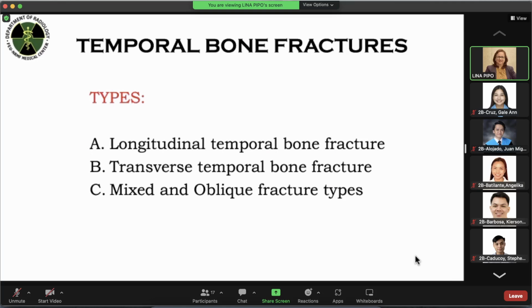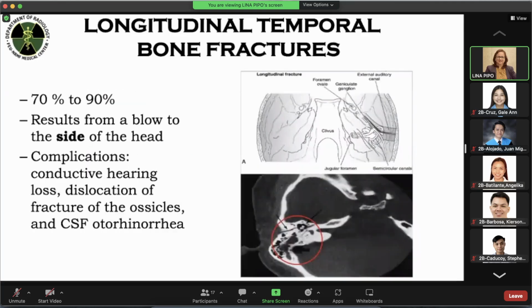We have the longitudinal temporal bone fracture, the transverse temporal bone fracture, and mixed and oblique fracture types. So first is the longitudinal temporal bone fracture. It accounts for 70 to 90%. It results from a blow to the side of the head. And the complications in your longitudinal temporal bone fractures are conductive hearing loss, dislocation or fracture of the ossicles, and CSF otorrhea. So this is an example of your longitudinal temporal bone fractures, which results from a blow to the side of the head.